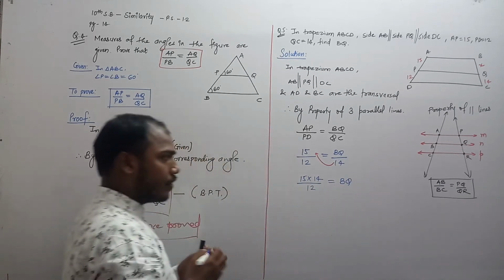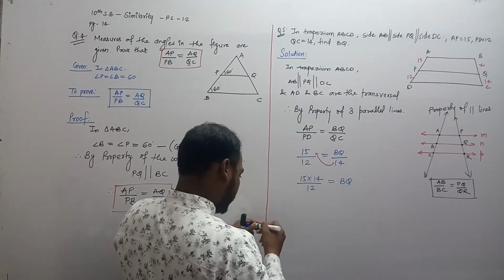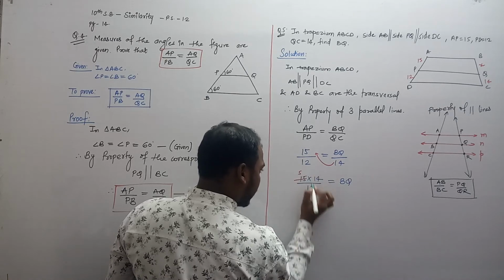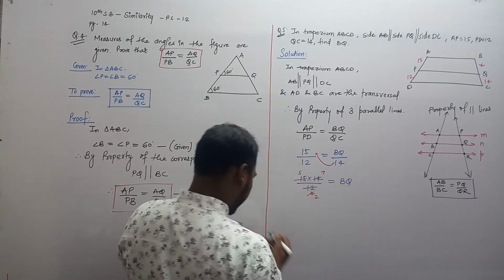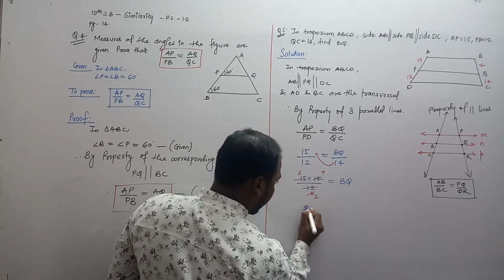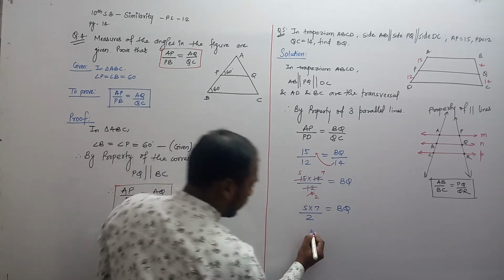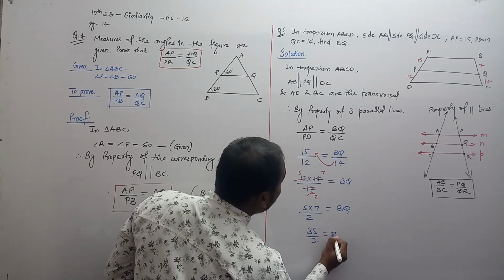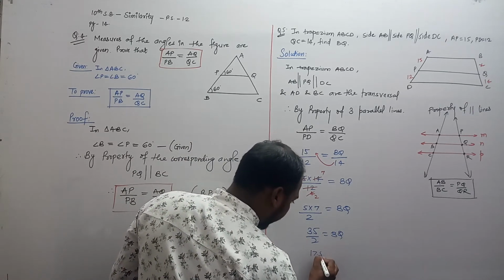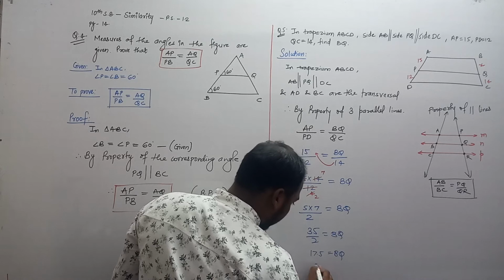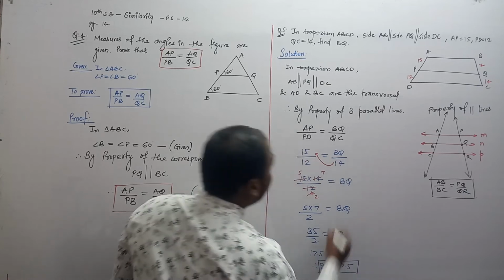That is equal to BQ. Going further, 12 and 15 are both multiples of 3, so we can divide by 3. 3 fives are 15 and 3 fours are 12. Now 2 twos are 4 and 2 sevens are 14. So this can be written as 5 into 7 divided by 2 is equal to BQ. 7 fives are 35, divided by 2 is equal to BQ. So very simple, that becomes 17.5 is equal to BQ, and therefore BQ is equal to 17.5.